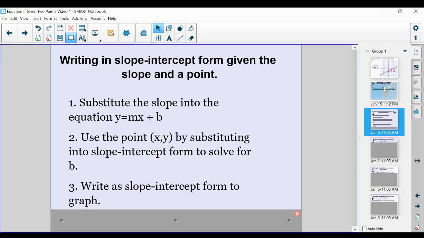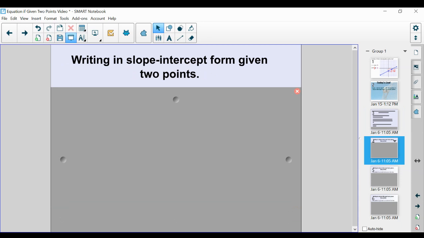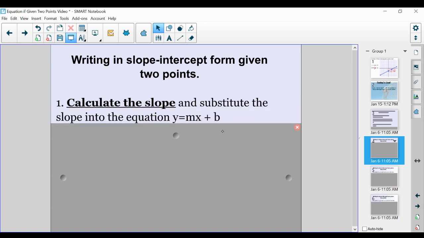So please have out your notes. Let's jot down the steps to take. So when we are writing in slope-intercept form, given 2 points, we are going to do the following. The first is we have to calculate the slope and then substitute the slope into the equation y equals mx plus b. Since we are not given the slope this time, we're only given 2 points. But we know that we can calculate the slope between 2 points. It's a change in y divided by the change in x.